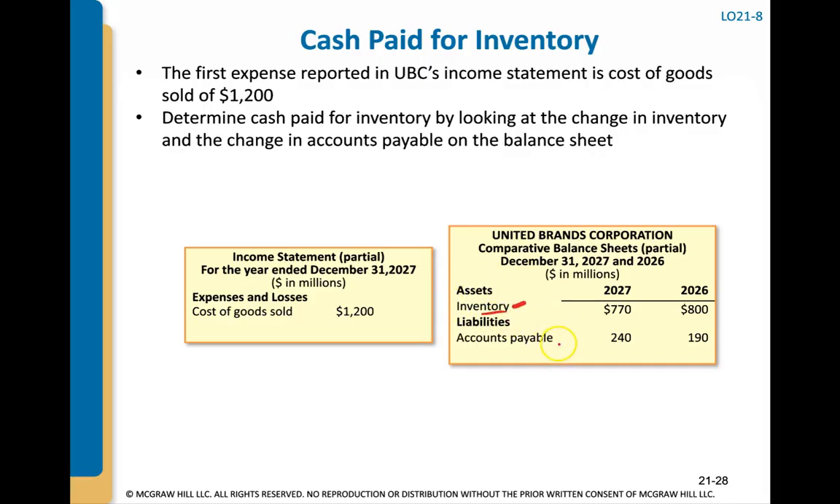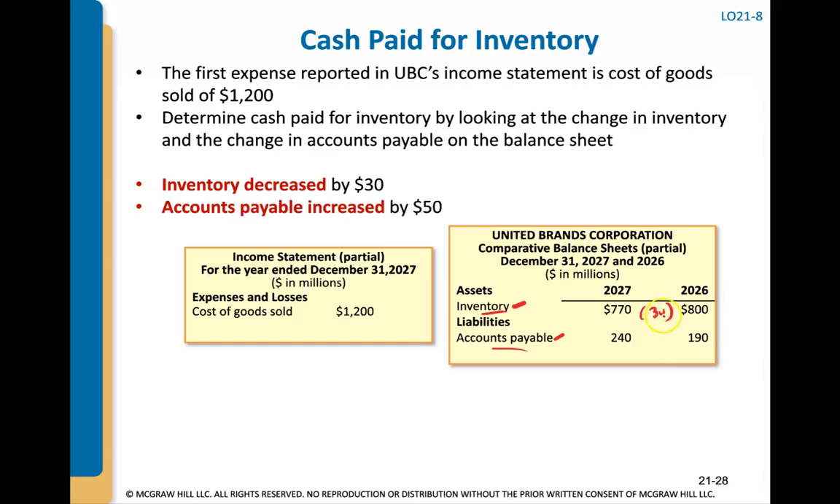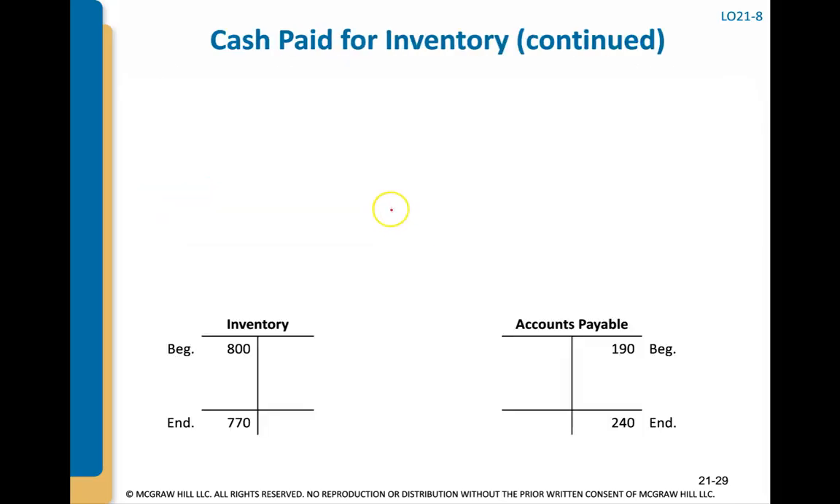And then a lot of times when we purchase our inventory from our suppliers, we don't immediately pay cash. Oftentimes we're going to pay on credit, and then probably 30 days or some amount of days later, we're going to pay them in cash. So we're going to look at our inventory account. Our inventory account decreased by $30 and our accounts payable increased by $50. So let's see how we can convert this cost of goods sold number into a cash paid for inventory amount.